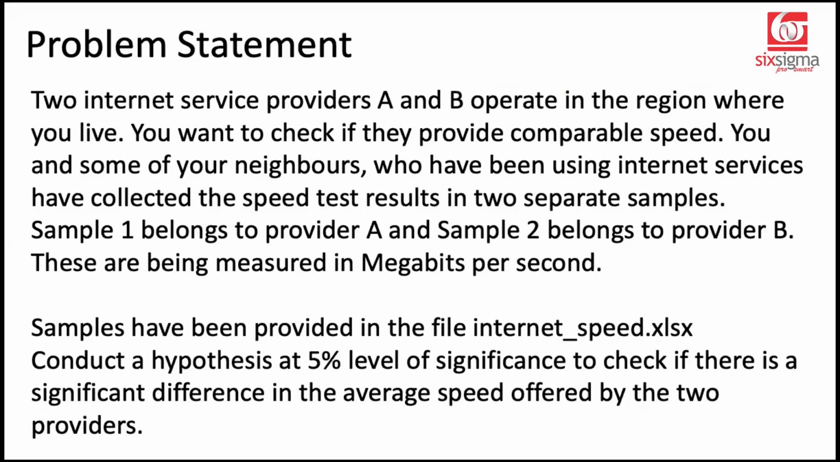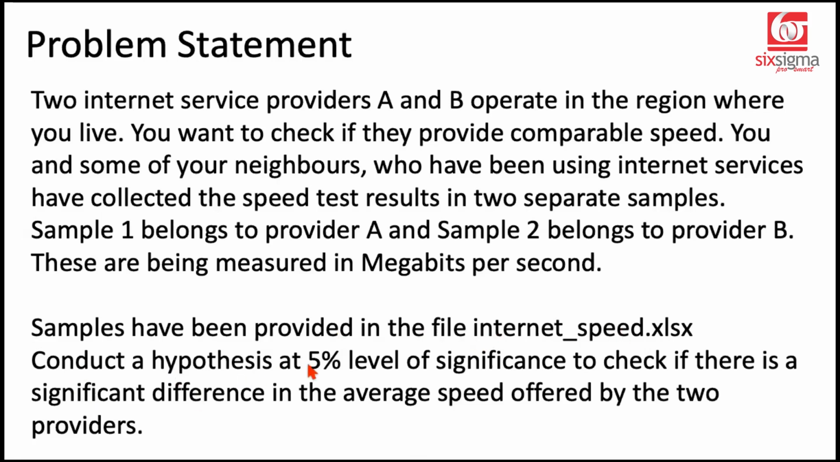So you see why these samples are called independent? Because A has nothing to do with B. A is a separate provider, a separate company. And when you check their internet services, those are not influenced by what provider B is doing in that region, right? So they are independent. And these are being measured in megabits per second. That's the typical unit for internet speed. It is mentioned that the samples have been provided in a file called internet speed.